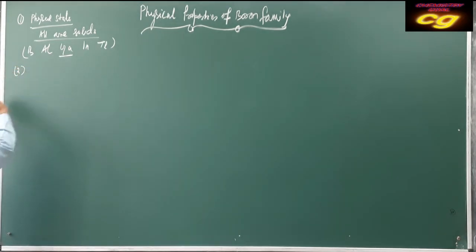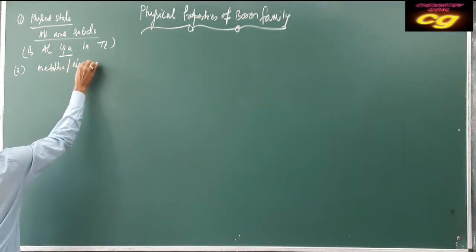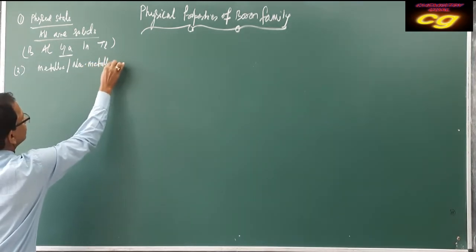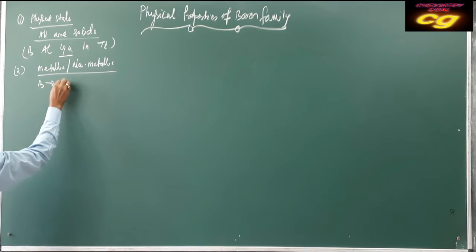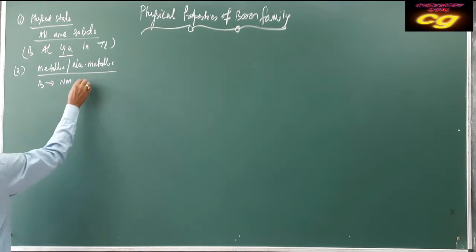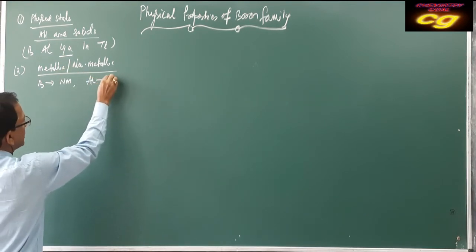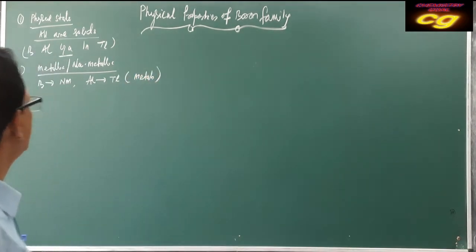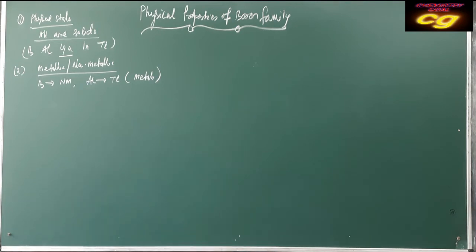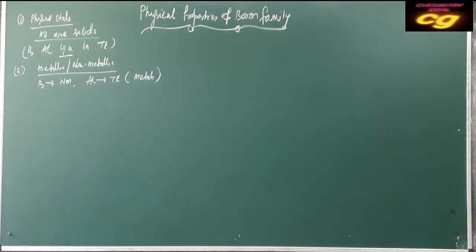Then metallic, non-metallic character. If you see the metallic and non-metallic nature, then generally boron is a non-metal. Aluminium to thallium, all are metals. And here boron is a non-metal.